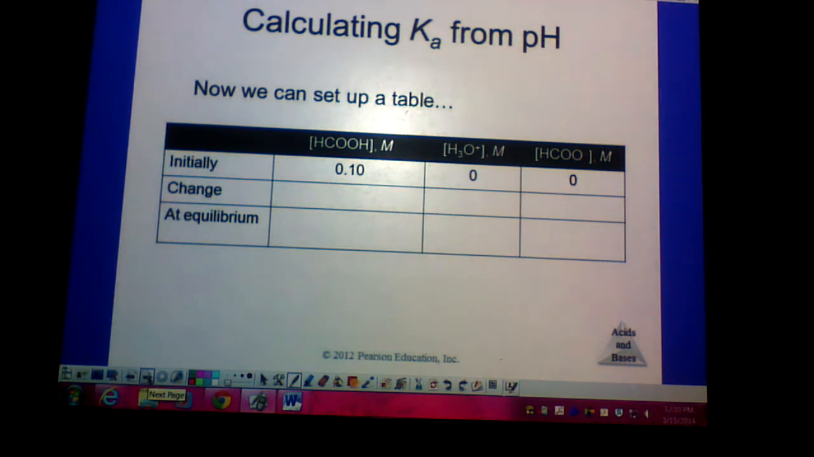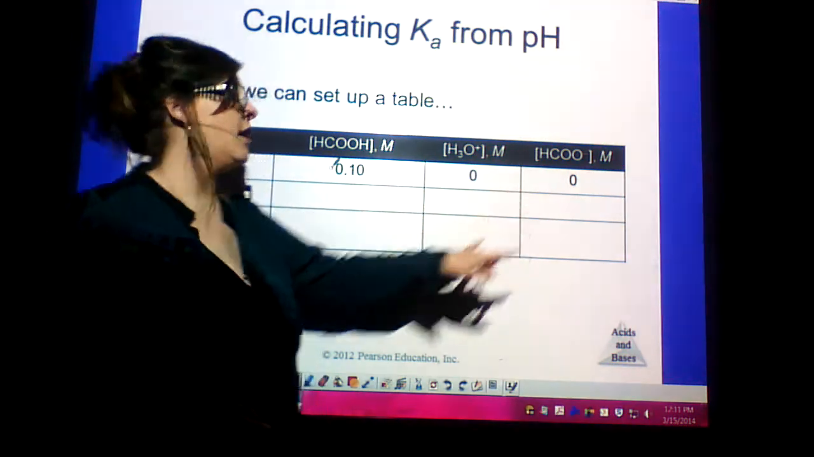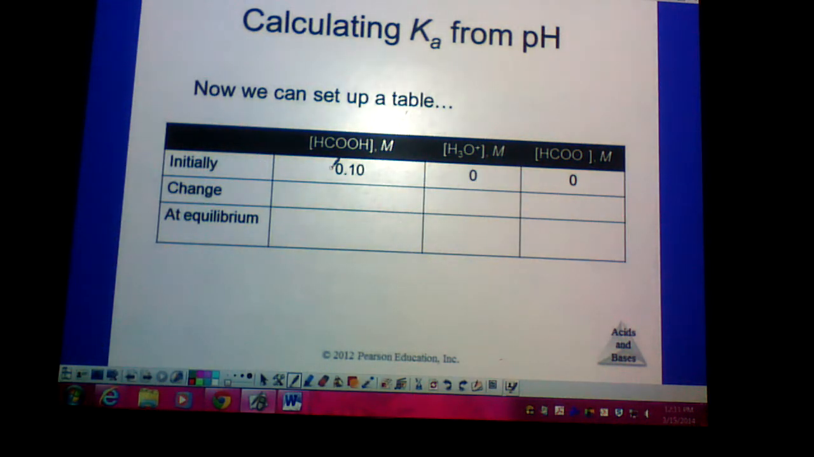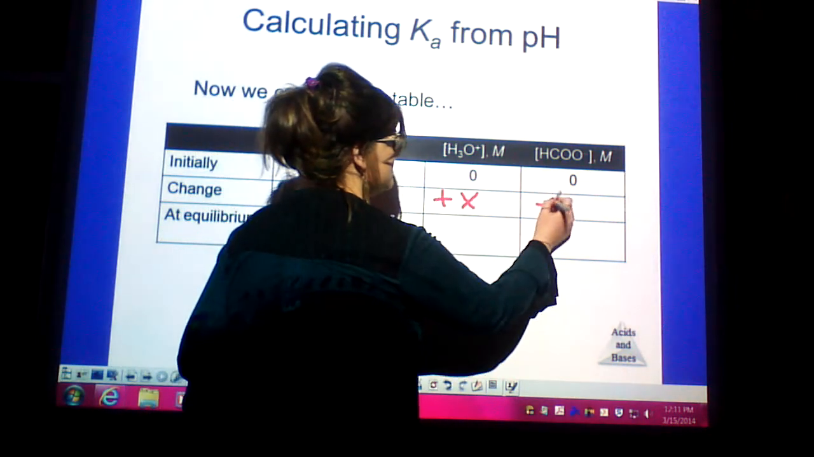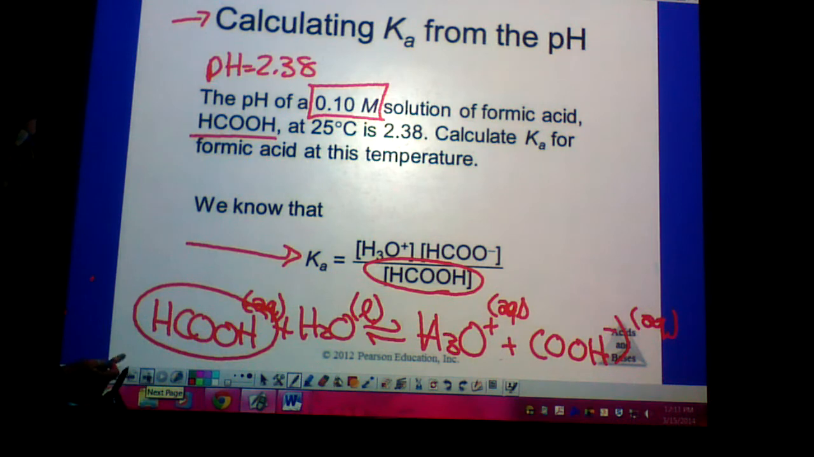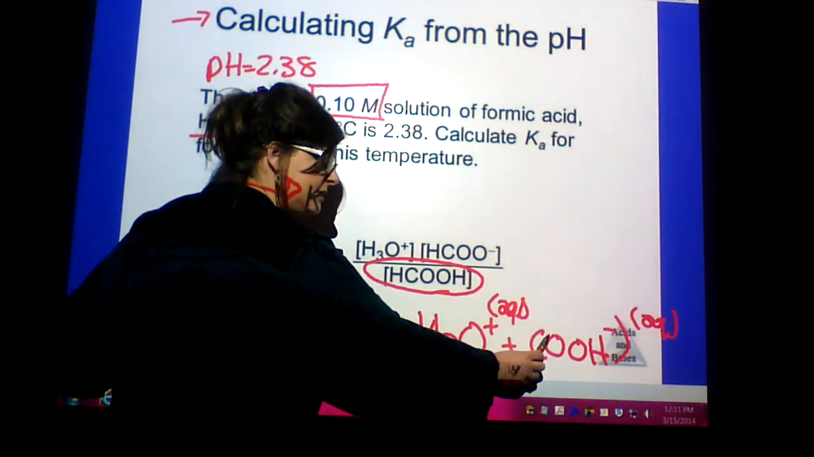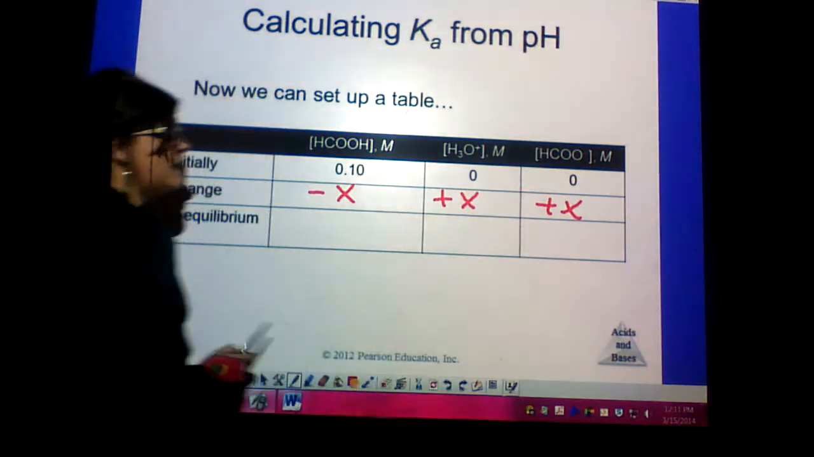So let's use an ICE box. Initially I'm starting off with this molarity of formic acid, and that means I'm not going to have anything initially of my products. If I think about how they're changing, I could say this is plus X and this is minus X. I can say that because of my reaction here, it's all 1-to-1. These two are going to be increasing in concentration because we started from 0. This must be decreasing in concentration because it's dissociating to make those things. So this is minus X, and these would be positive X.